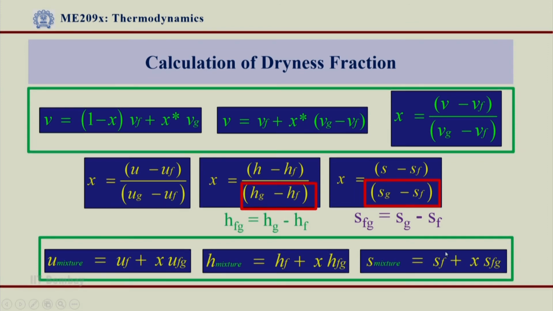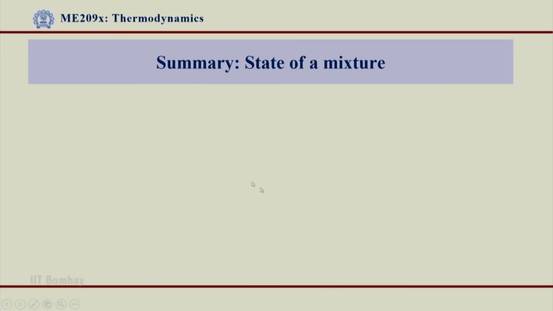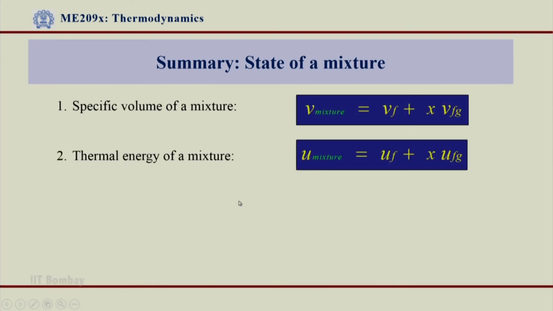You can see that these values sf, sfg, hf, hfg, uf and ufg can be obtained from the steam table. What I need to know is just the dryness fraction. If I know the dryness fraction, I can calculate all the properties of a given two phase mixture. You may remember that when I spoke of the state of the mixture earlier, I did not know how to calculate these, but with this formulation and the steam table, I will be calculating all the properties of a given two phase mixture. So, in summary, the state of a mixture can be given by these formulations.